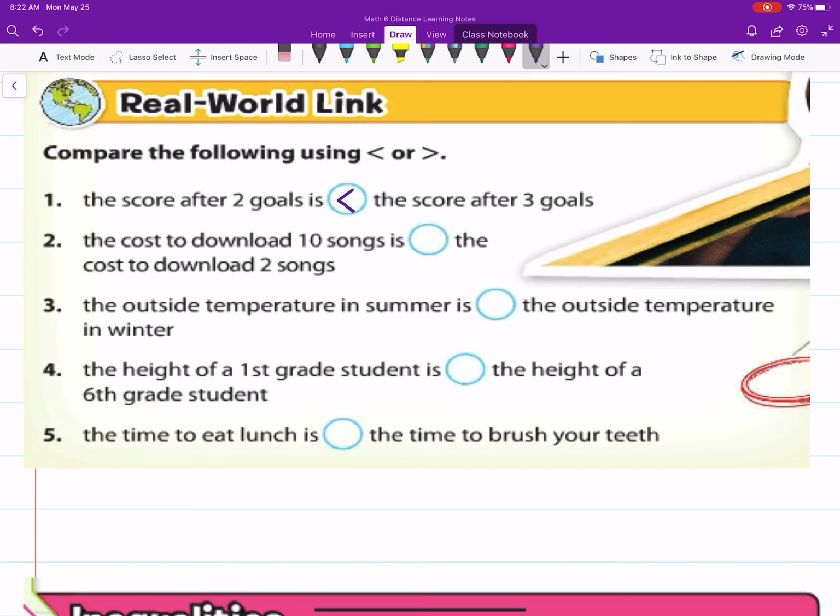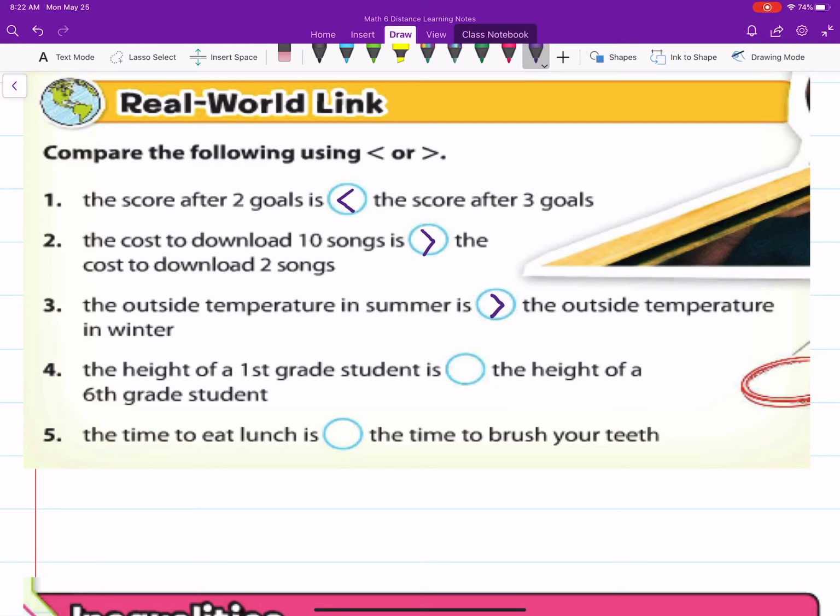The cost to download 10 songs is blank the cost to download 2 songs. Well, that's going to be greater than. So I'm having the crocodile eat the 10 songs, not the 2 songs. The outside temperature in summer is blank the outside temperature in winter. It's hotter, which means it's higher in the thermostat, which means it's greater than the outside temperature in winter. Winter can even get into those negative numbers, right? Which are always less than positive numbers.